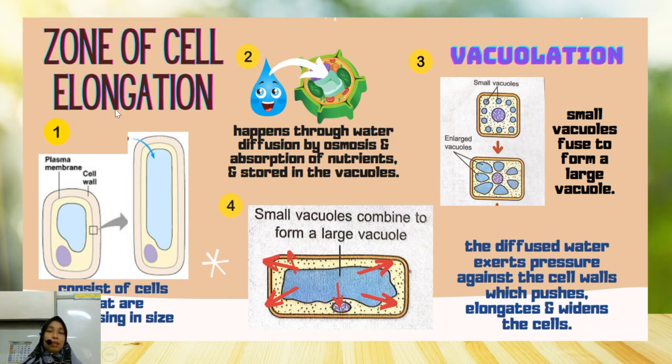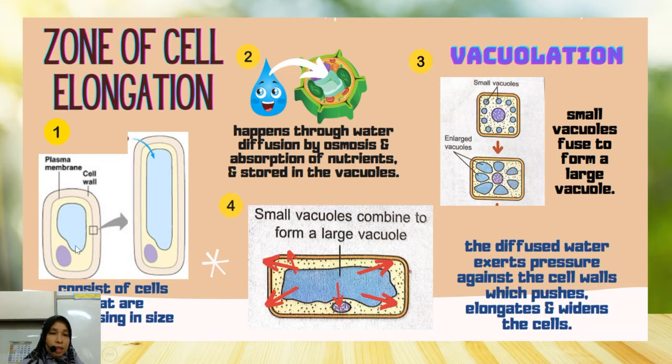Elongate, yeah, it will become elongate. It will expand, that whereby the cell expands. Okay, number one consists of cells that are increasing in size. So in the zone of cell division, the cells are actively dividing and produce new cells, and then that new cell will push into the zone of cell elongation. And then what happens at the zone of cell elongation? That cell will increase in size.